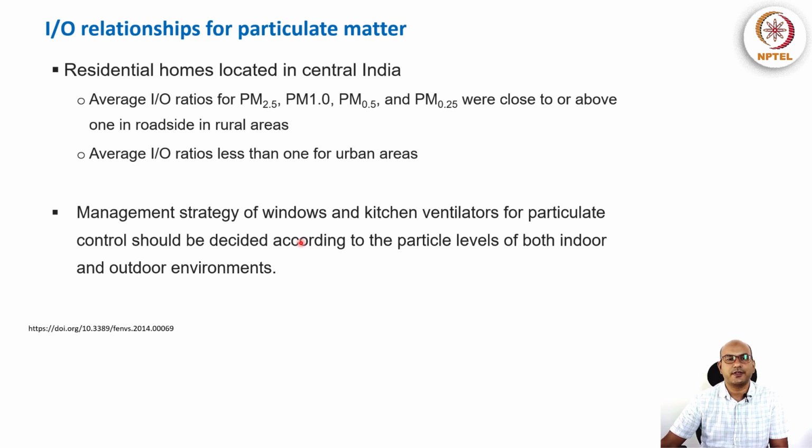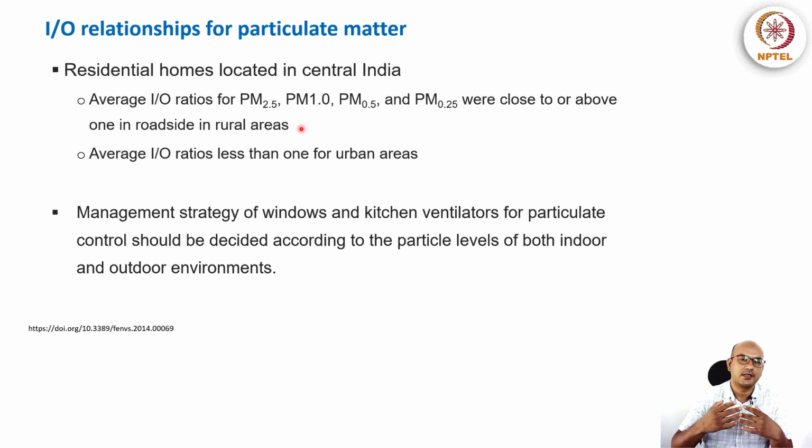Then in terms of the Indian context, when some residential homes in central India were analyzed, average I by O ratios for PM matter, PM 2.5, PM 1, PM 0.5 and PM 0.25 were close to or above 1 in roadside rural areas. So in rural areas especially, generally there is a lot of natural ventilation, so more outdoor air has a chance to come to indoor air. When there is more chance of outdoor air to come to indoor air, the I by O ratio will be moving towards 1.